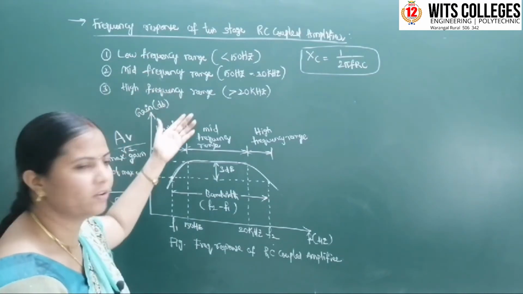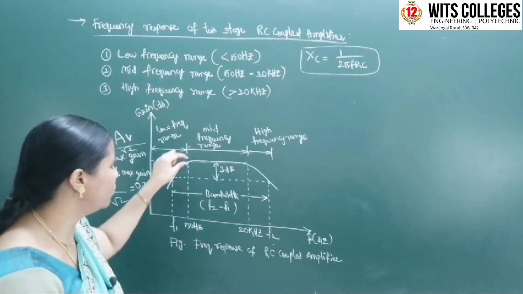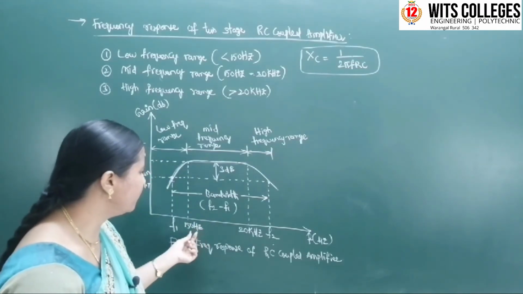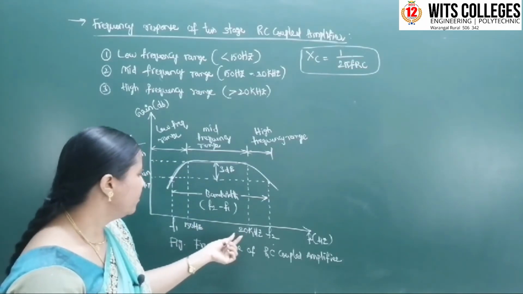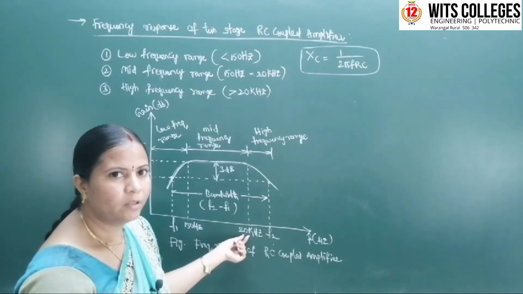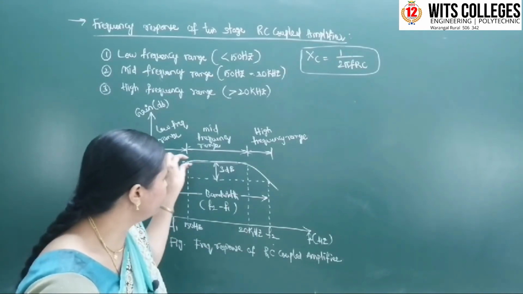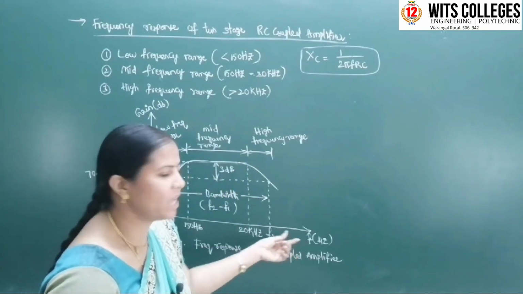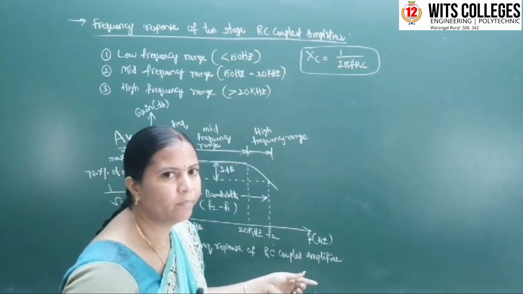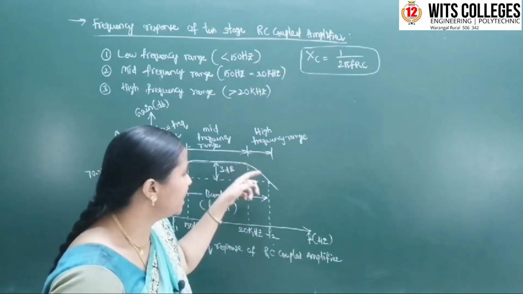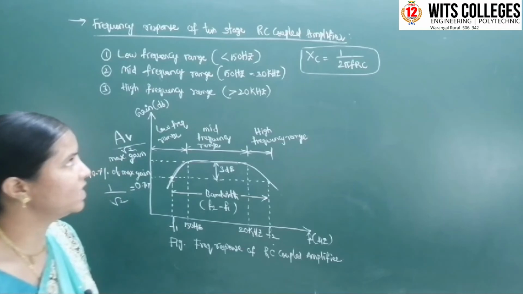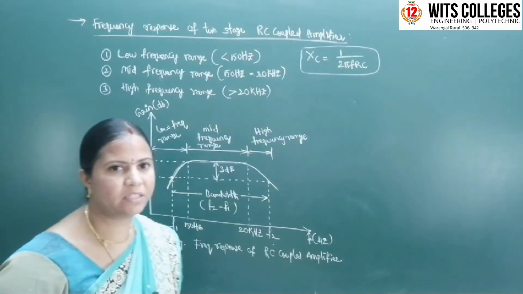At low frequencies, the voltage gain is going to fall. At mid frequency ranges between 50 Hz to 20 kilohertz, it will maintain a uniform voltage gain. At high frequencies above 20 kilohertz, again the voltage gain is going to be decreased. Okay, now. So this is the frequency response of the two-stage RC coupled amplifier.